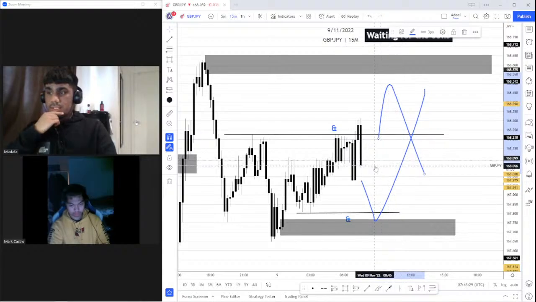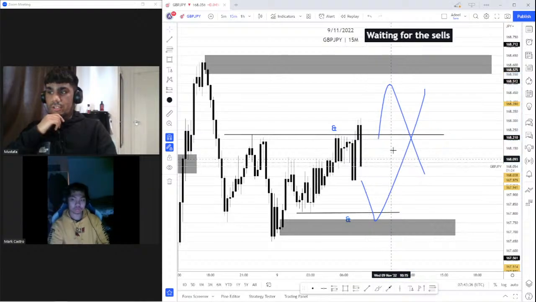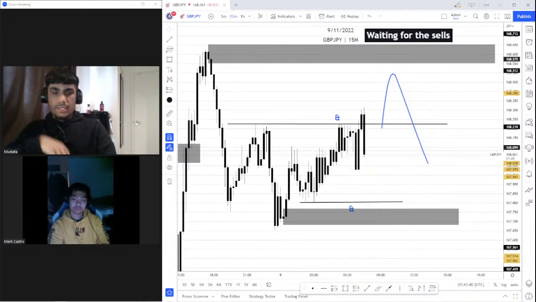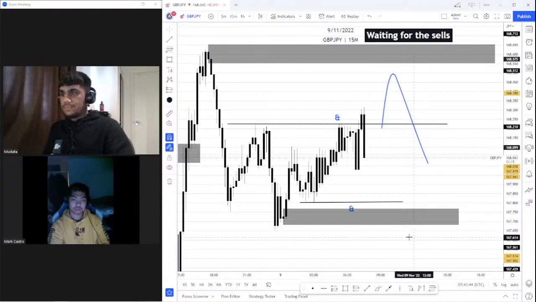But to be honest, I much prefer if this candle wicks all the way up so I can get a better entry, because right now I don't really know how I'm going to get my stop loss in. Or sorry, my entry. So I am looking for sells right now.